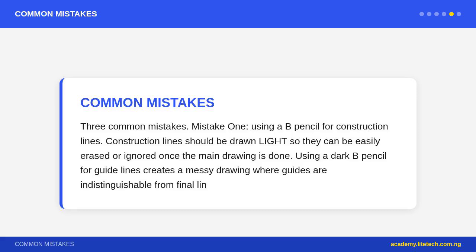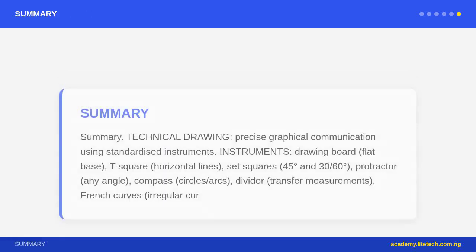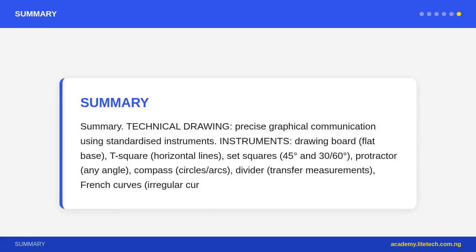Mistake 3. Using the T-square for oblique, angled lines. The T-square is for horizontal lines only. Angled lines require set squares placed on the T-square blade. Drawing oblique lines with the T-square will give incorrect angles.